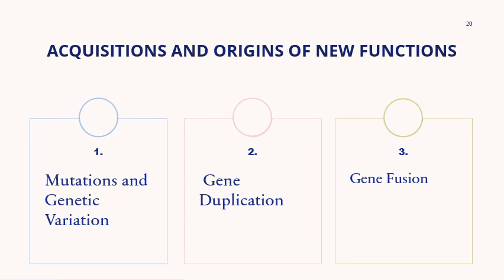The foundation of acquiring new functions lies in genetic variation. Mutations are the primary source of genetic diversity. We know mutations can occur spontaneously during DNA replication, recombination, or due to environmental factors such as radiation or chemical exposure. We also know that mutations can result in changes to DNA sequences, including single nucleotide changes, insertions, deletions, or rearrangements.